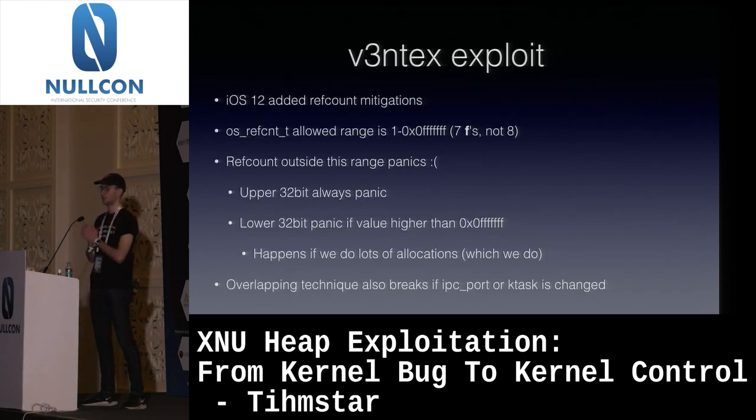So, Voucher. iOS 12 added ref count mitigations. The iOS ref_count_t allowed range is from 1 to 0x0FFFFFFF, so seven Fs, not eight. If the ref count is outside of this range, it just panics. So if we overlap with the upper part of the pointer, it will always panic. In the lower half of the pointer, it will panic in some cases. And if we do lots of allocations and the virtual address grows, then it's very likely that it panics.